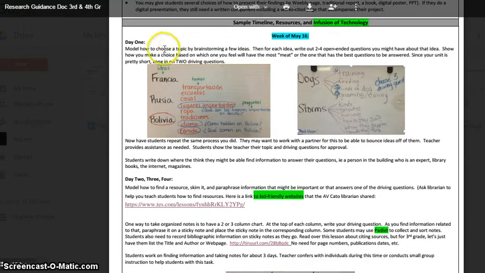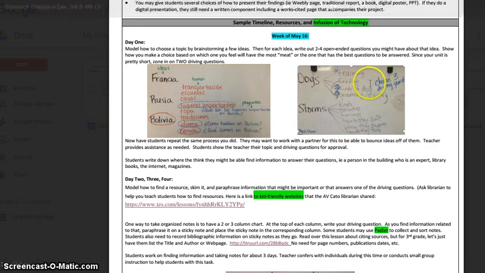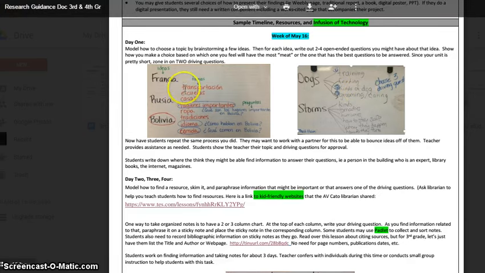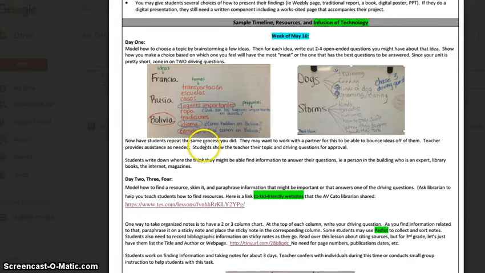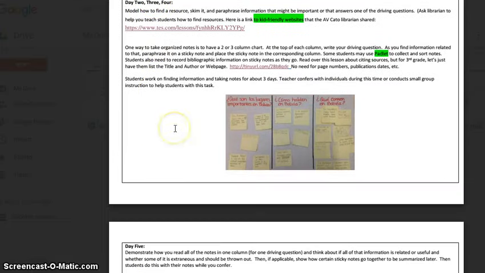On the first day, you're modeling how to choose a topic. You show students how they can brainstorm several ideas, and then for each of those ideas, they write out 2 to 4 questions or things that they would want to know about that topic. They would think about which one has the most meat and which one has the best chance of finding information that could answer those questions, and that's what they would choose. We do want them to be able to select their own topics here. You might think about a theme, but students really should have the autonomy to pick what they are interested in here.